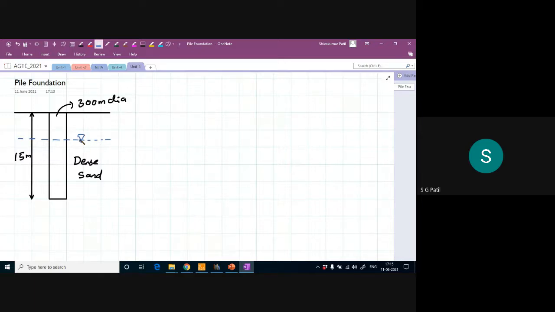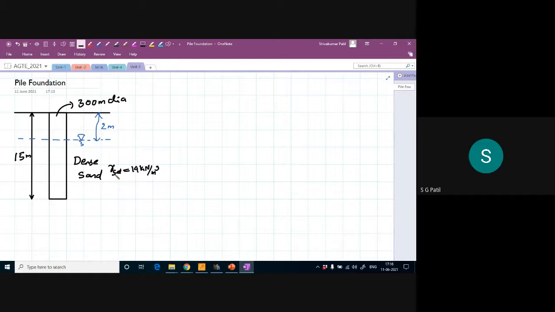So this is the water table. This is 2 meter depth. And the unit weight of this dense sand, the saturated unit weight, is equal to 19 kilonewton per meter cube.